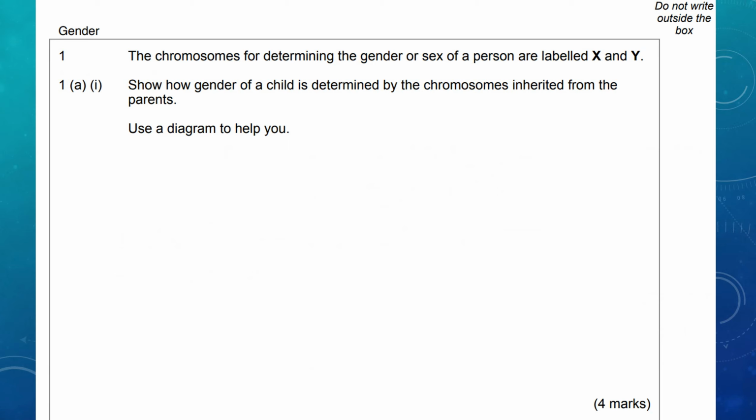Next question. This is all about inheritance of sex. So the chromosomes for determining the gender or sex of a person are labelled X and Y. You've got four marks here and lots of space to use a diagram, so preferably a Punnett square type diagram, the grid, the table, to show how the gender of a child, in other words, the sex of the child, is determined by the chromosomes inherited from the parents. Pause the question and have a go at answering this.